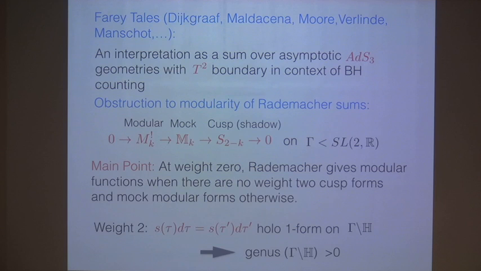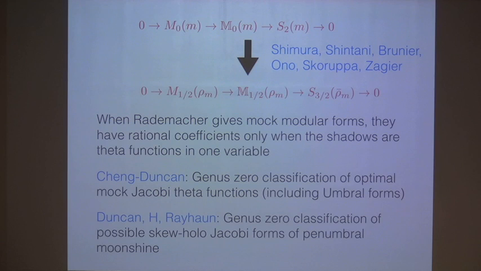And this generalization can be extended to weight a half and the representations of this metaplectic group that show up in both umbral and penumbral moonshine. It's a more subtle argument. It's based on work that started with work of Shimura and Shintani, and I definitely don't have time to discuss it. But you can basically map this problem to a problem of integer weight, so that if you want to know whether there's an obstruction to modularity at weight 3/2, which would be relevant to weight 1/2, you can show that that vanishes when the space of weight 2 cusp forms vanishes for a certain subgroup. So it's a little bit more subtle than that. You often have to study when you have rational coefficients.